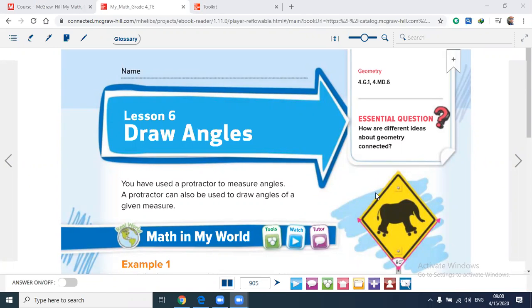Today our lesson is draw angles. Today we're going to learn how to draw angles. Yesterday we learned how to measure the angle. To measure the angle, we use a tool.